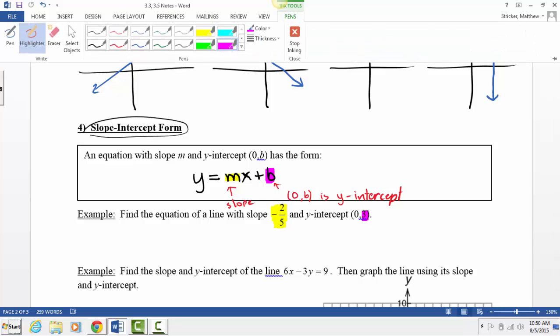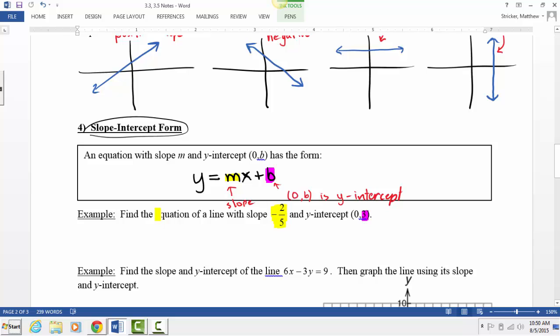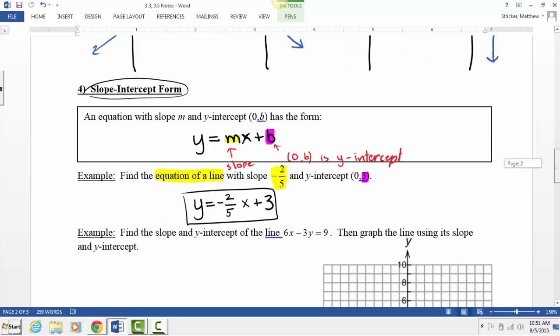So if I want to find the equation of a line, I can just use the slope-intercept form. And so that's going to look like, just like we have up here, y equals m, but m is negative 2 over 5, negative 2/5. The x stays, plus b. b is 3. Notice this is a linear equation in 2 variables because it has an x and a y. So it's a pretty simple example, I think.